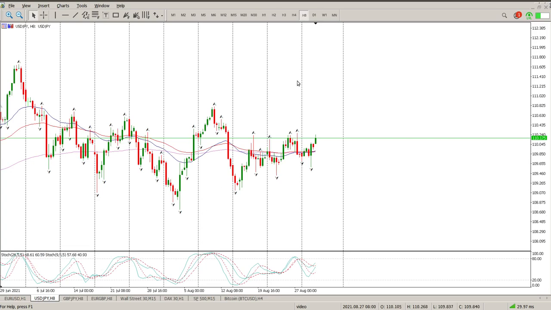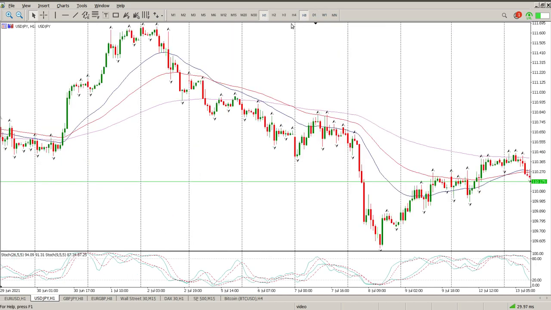US dollar, Japanese yen, pretty much the same picture. We are sideways. You can see the moving average is flat. It does look like we've got a bit of a crossover, and we've got a crossover of the oscillators on the 8 hour. Nothing clear enough for me, unfortunately.